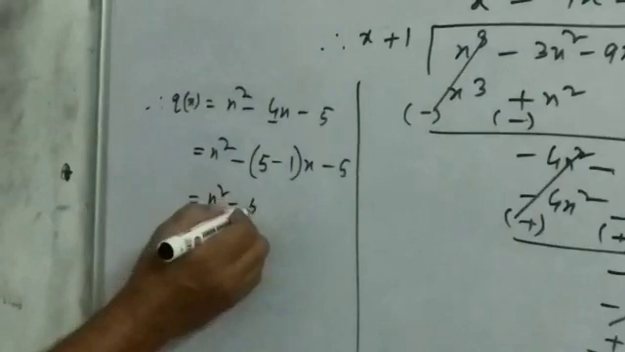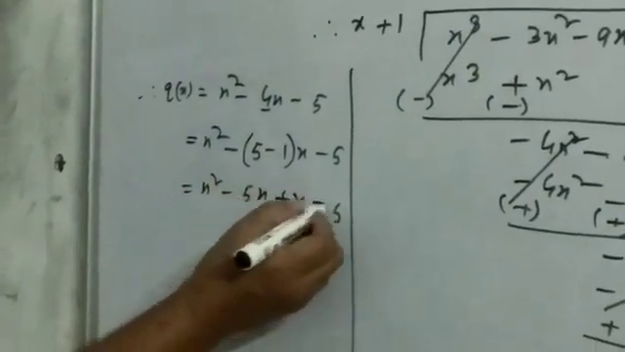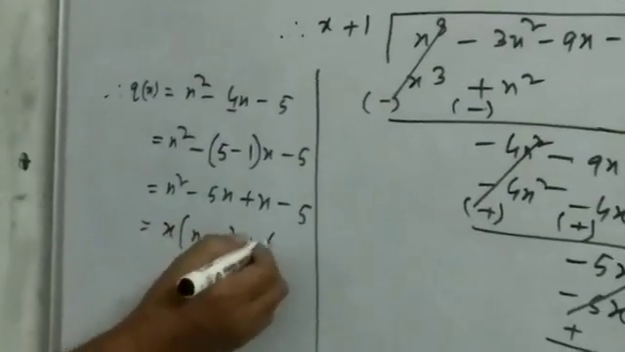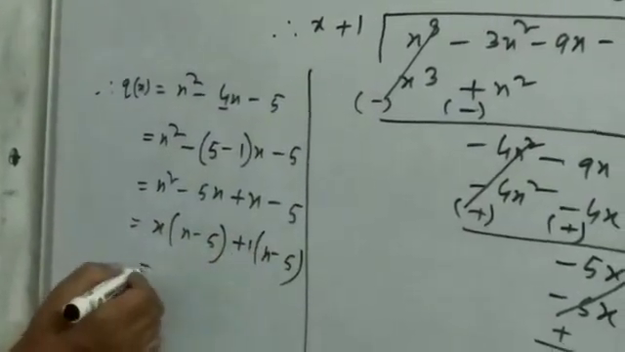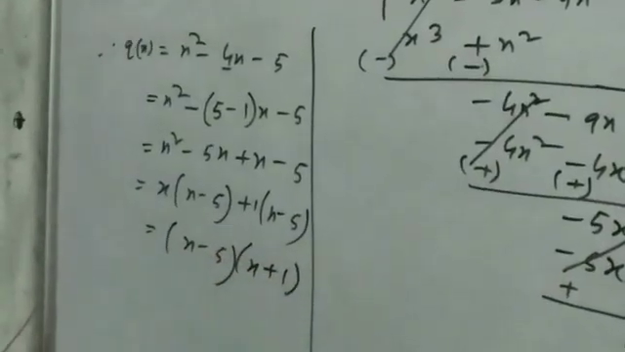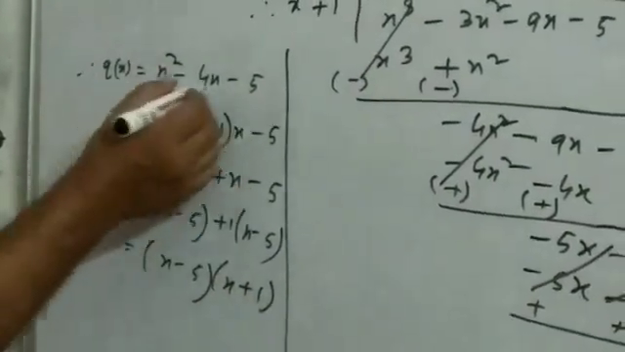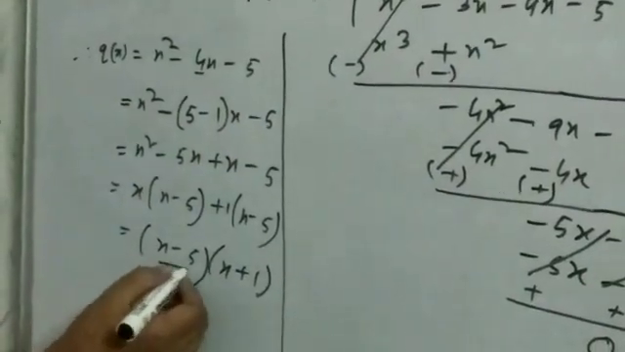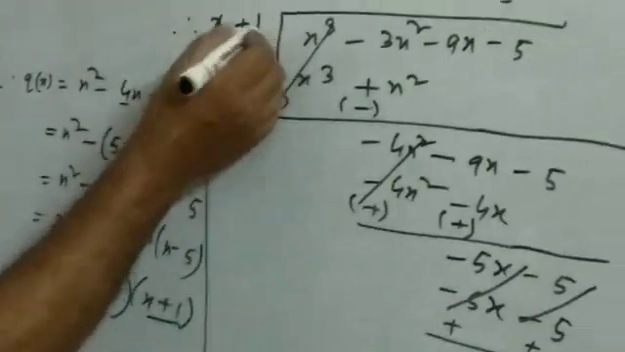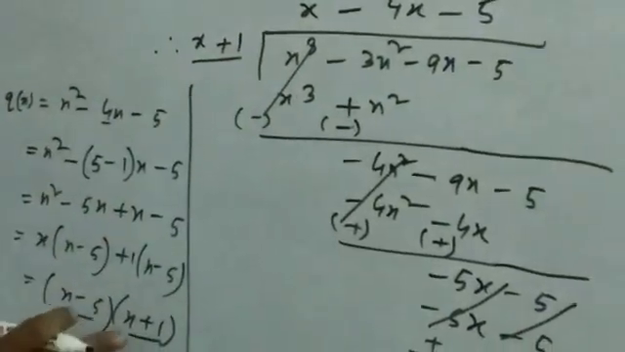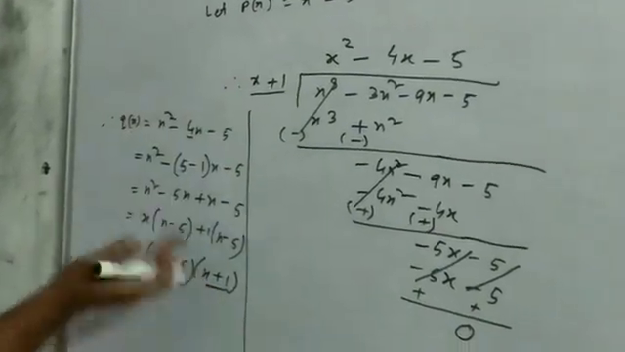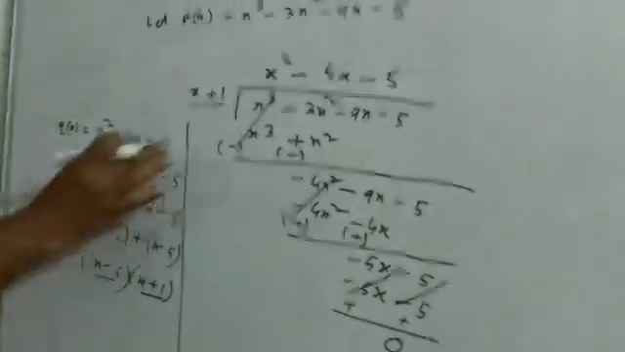So x square minus 5x plus x minus 5. So here x common, x minus 5, plus 1 common, x minus 5. So x minus 5, x plus 1. Okay, so we have factorized this polynomial, and the factors are x minus 5, x plus 1. And the other factor we already got is x plus 1, so x plus 1 is 2 factors, same, maybe. Okay, so maybe two factors are same. So we got this factor and this factor.